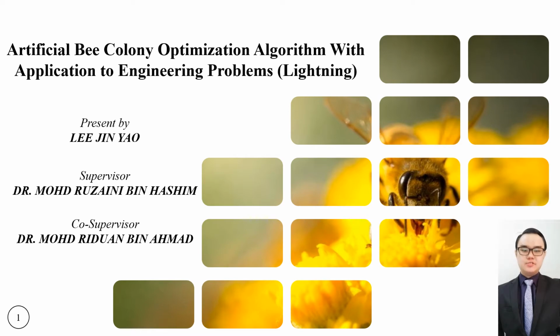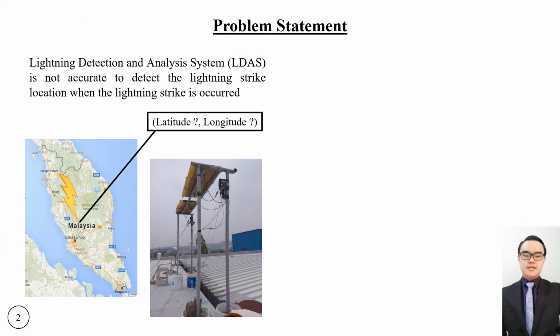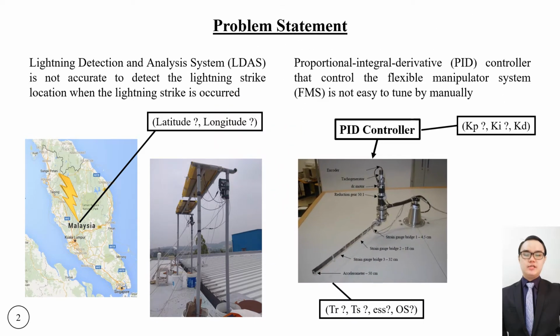Today I'm here to present my FYP2 presentation with the title of Artificial Bee Colony Optimization Algorithm with Application to Engineering Problem. The problem statement in this project is that the lightning detection and analysis system (LDAS) is not accurate in lightning strike location detection, and the proportional integral derivative (PID) controller that controls the hub angle of the flexible manipulator system (FMS) is not easy to tune manually.